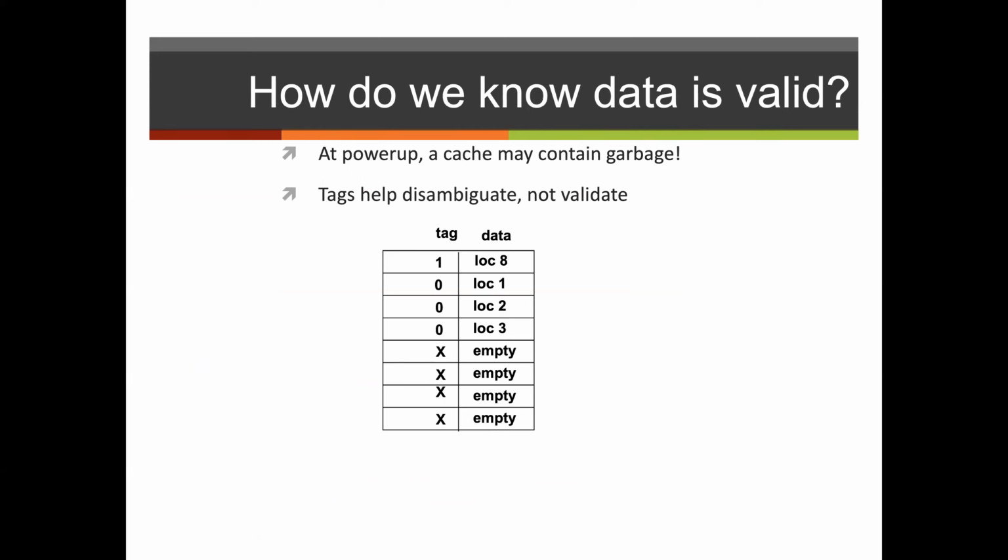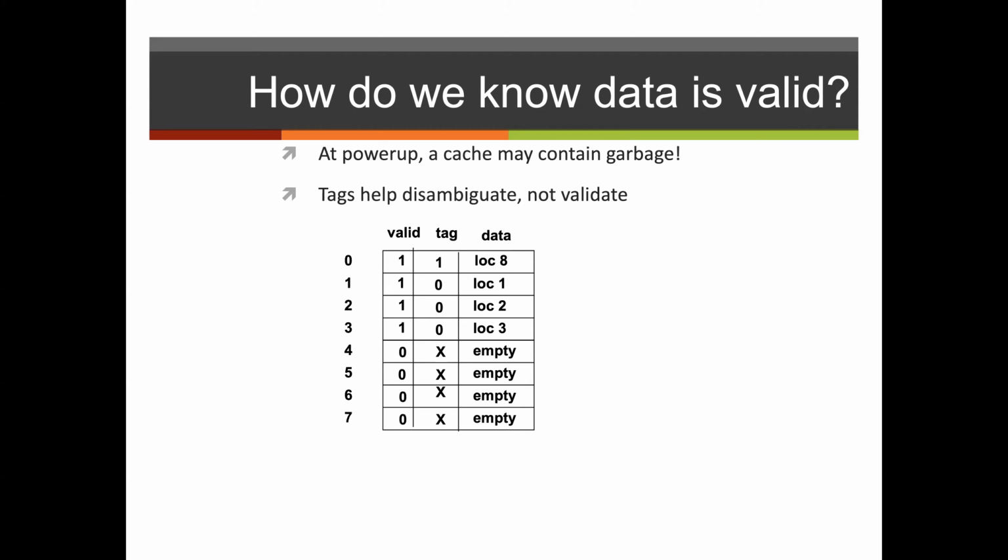And so how do we know if the data is valid? The tag can be used for us to disambiguate whether the data is in the memory location currently in the cache, but it doesn't necessarily help in knowing if the entry is going to be valid. So at power up for a cache, it could contain initial garbage. So the tags can help to disambiguate the data, but it doesn't necessarily provide for data validation.